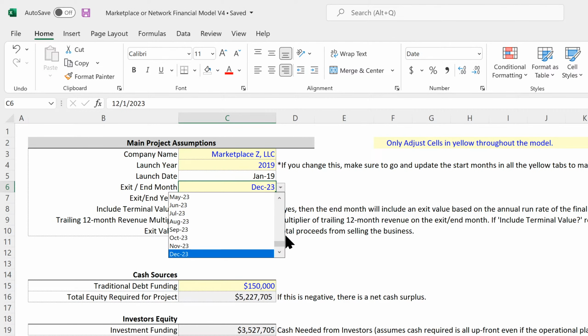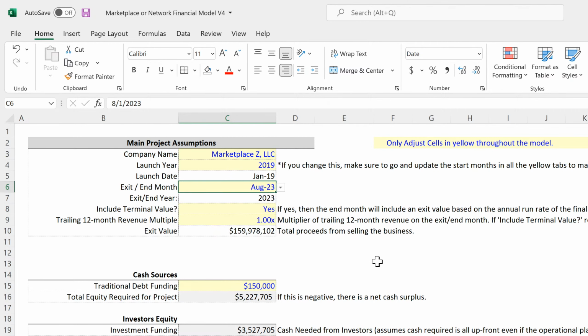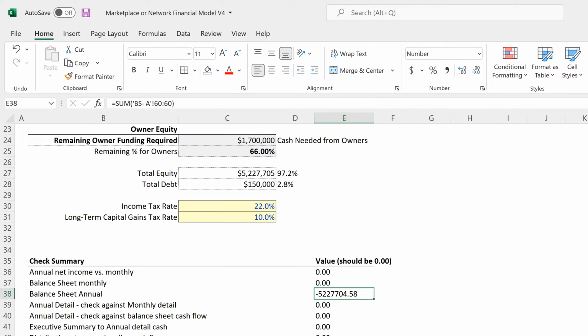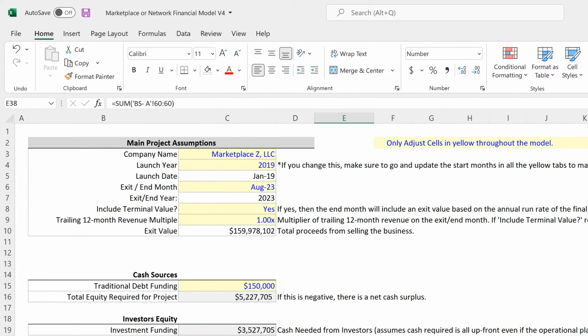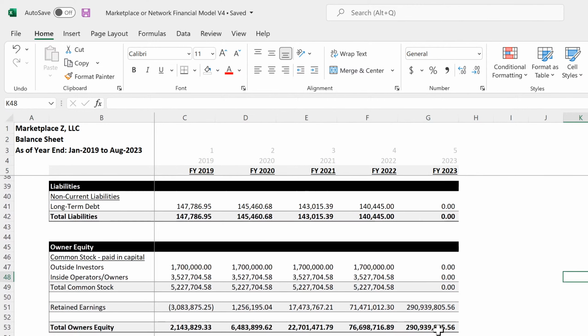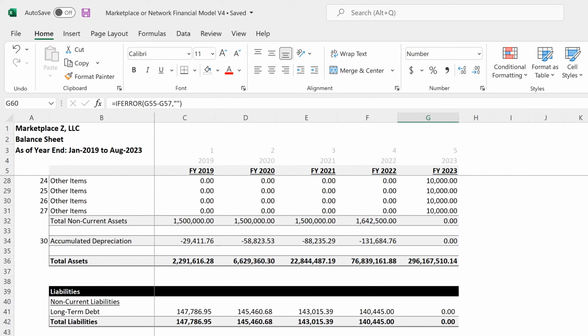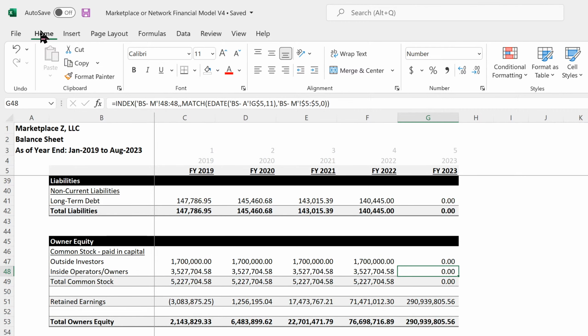What I will do is test this. So let's see if I change this to a partial year end. Dang it. That's what I was afraid of. So we got some sanity checks going on here. All right, so balance sheet annual, why are we out? 5 million, that looks like this.